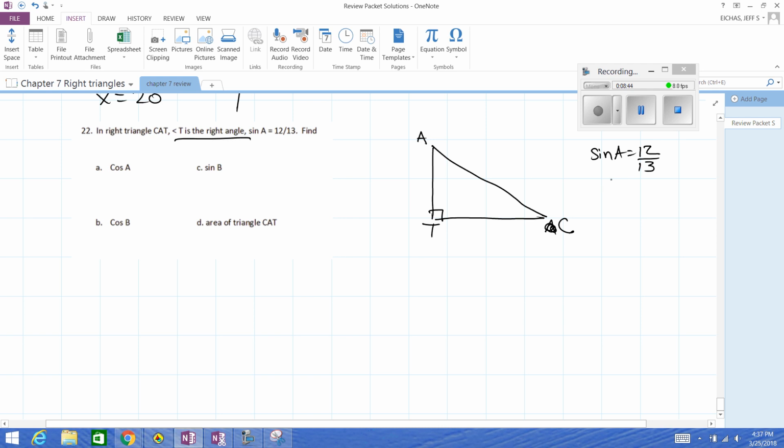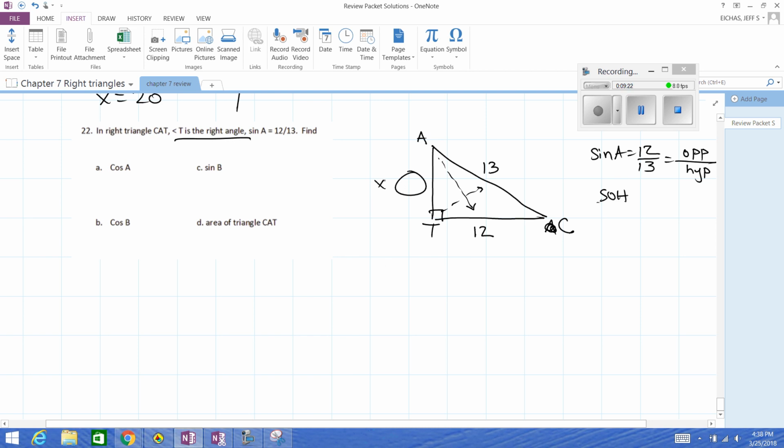The side, because sine is opposite over hypotenuse. So 12 is opposite A, 13 is the hypotenuse. So we don't do many problems that way, but that's another way to look at it. So if they tell us what the sine ratio of A is, they're telling us opposite A is 12 and opposite the right angle, which is the hypotenuse, is 13. Now, for cos A, we need this side. So we could use the Pythagorean theorem.